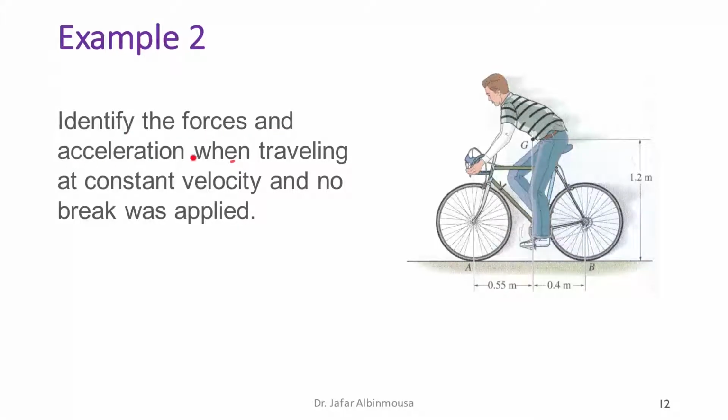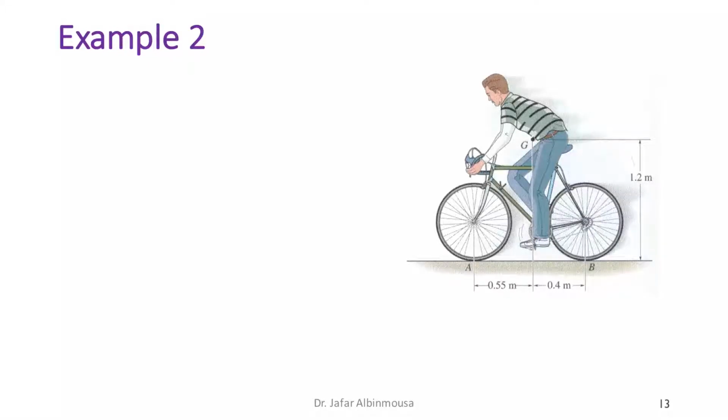Now let's reconsider the person and the bike, but at this time we are only requested to identify the forces and the acceleration when this person is traveling at a constant velocity and no brake was applied. Now what we will have here is the weight, that's mg, and also we will have the normal forces at A and the normal force at B. Now since this is moving at a constant velocity to the left, the acceleration a_G is going to be 0 because the velocity is constant.